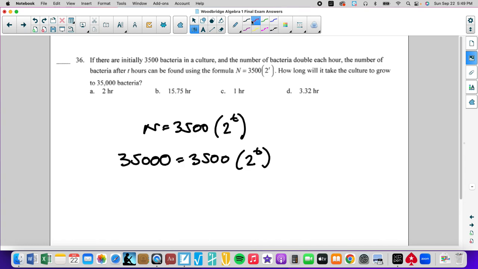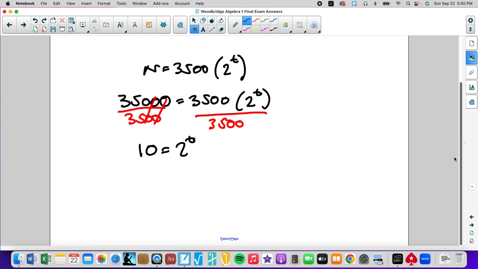Let's get rid of the 3,500. We're trying to isolate T. So we're going to divide both sides by 3,500. These cancel, 350 divided by 35 gives me 10 equals 2 to the T. Now, 2 to the T. So how do we solve for a variable when it's an exponent? Well, let's remember, go back to logs.